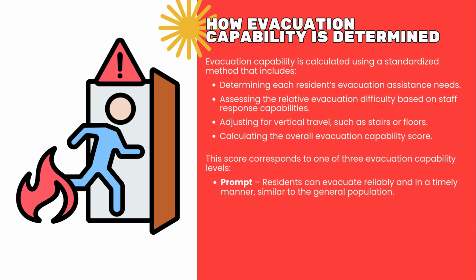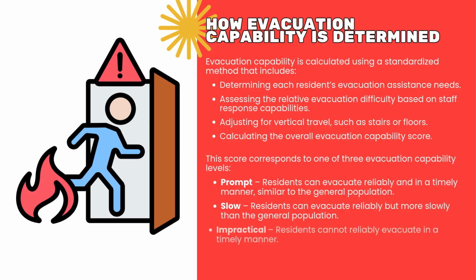Prompt: residents can evacuate reliably and in a timely manner, similar to the general population. Slow: residents can evacuate reliably but more slowly than the general population. Impractical: residents cannot reliably evacuate in a timely manner.